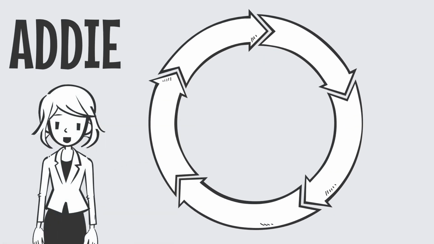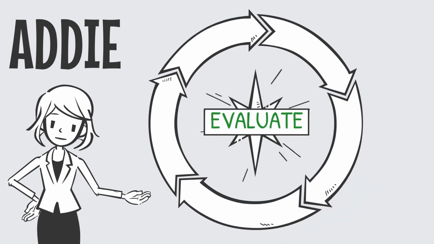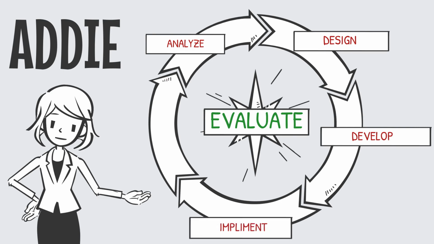ADDIE is a 5-step process with ongoing formative evaluation at its core. A is for analyze, the first D is for design, and the second D is for develop. I is for implement. E is for evaluate. Ongoing formative evaluation means that you check in at each step to make sure the project is progressing as hoped, making changes along the way as necessary. Let's take a moment to explore each of these steps.